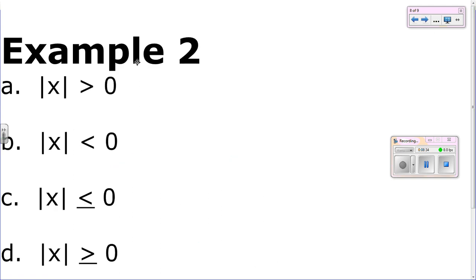Example 2. When is the absolute value of x greater than 0? What's greater than 0? For when x is 1 and negative 1 and 0.1 and negative 0.1. So it's greater than 0 as long as x is not equal to 0.